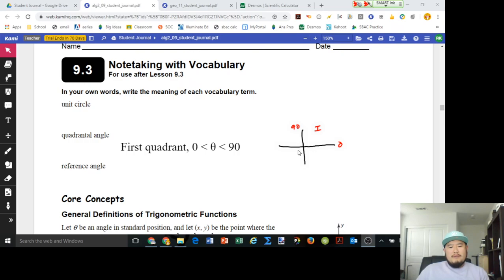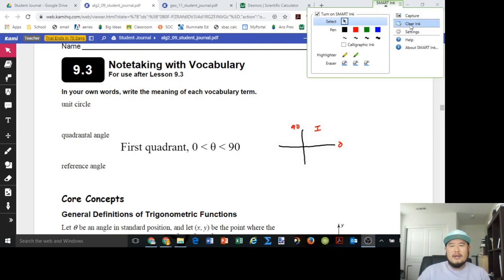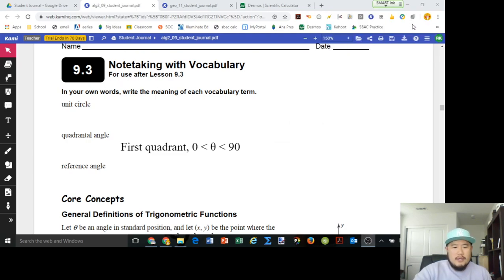The reference angle, we'll come back to that. There's a section in our notes that deals primarily with that, so we can talk about it when we get there. Right. Let's go ahead and scroll down.